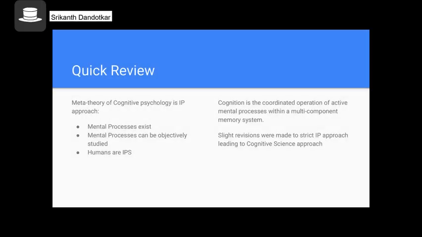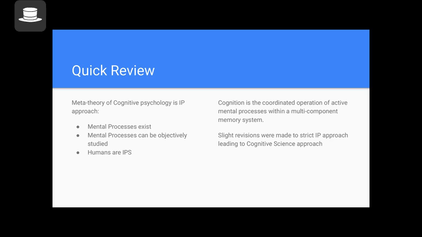Coming to a quick review of what we did in the last unit when we talked about the history of psychology, we said that the most current perspective is cognitive psychology, and the approach it adopts is called the IP approach. Now, IP here refers to information processing approach. We said that IP approach is the meta theory of cognitive psychology. A meta theory is the basic set of assumptions for any scientific field where we don't ask questions about those assumptions, but we examine the implications of those assumptions.